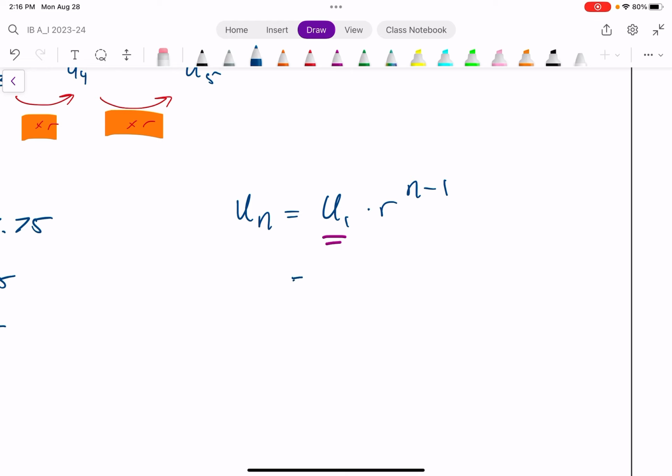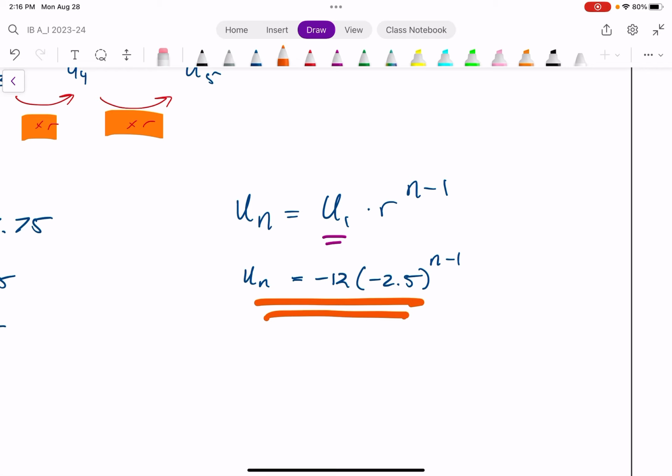And so the general term will be negative 12. The common ratio we saw is negative 2.5. Those brackets, be very careful with it, to the power of n minus 1. And that's our general geometric term.